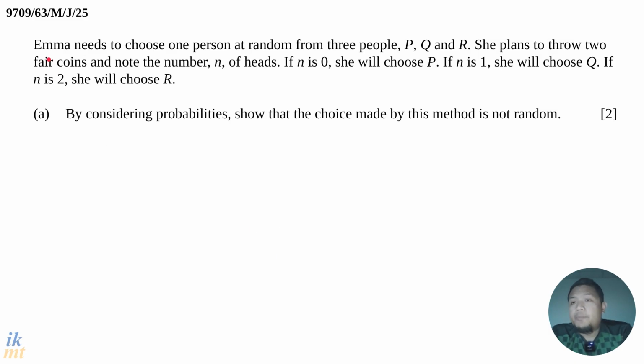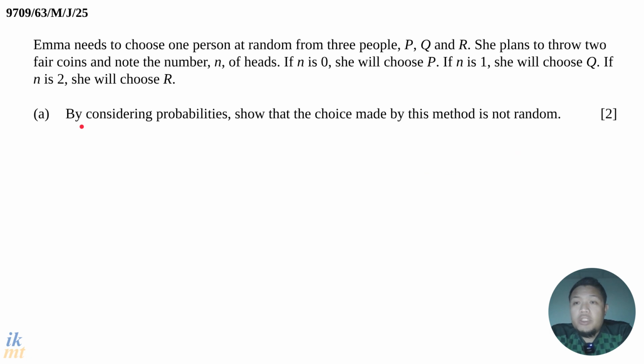All right. Emma needs to choose one person at random from 3 people, P, Q, and R. She plans to throw 2 fair coins and note the number n of heads. If n is 0, she will choose P. If n is 1, she will choose Q. If n is 2, she will choose R. Part A: by considering probabilities, show that the choice made by this method is not random. All right, 2 marks.